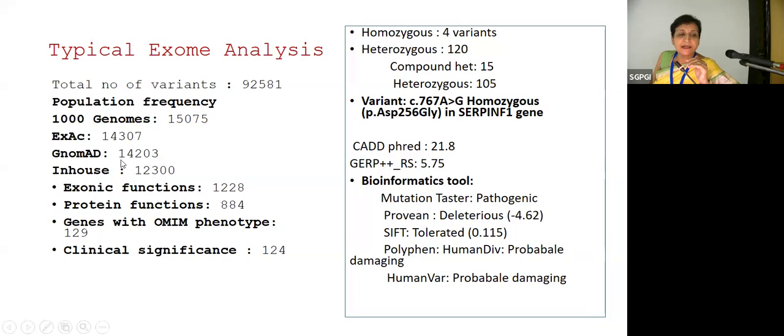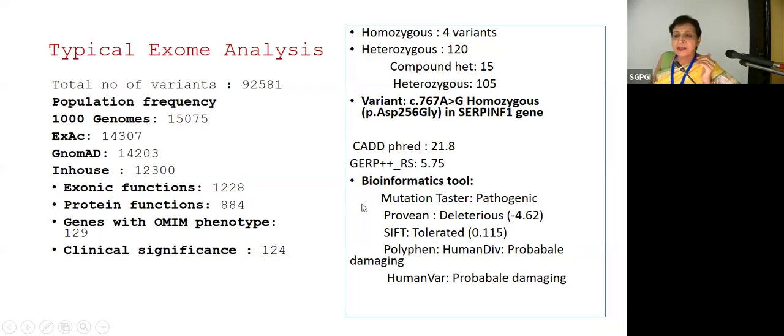So the flow of analysis of the data is that you find out all variations, then remove the variations reported in the normal population. For the normal population, you use the data of gnomAD. Then we may have our own in-house variations in Indians. Then you find out which are exonic variations. So you keep on reducing the number to find out which are likely to be causative.